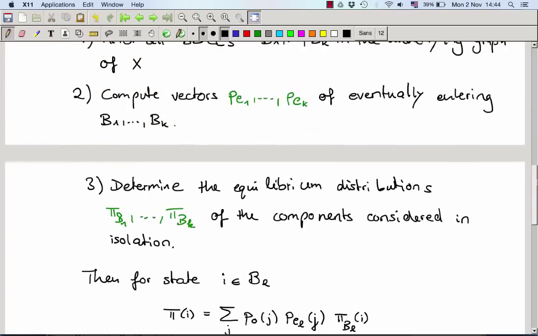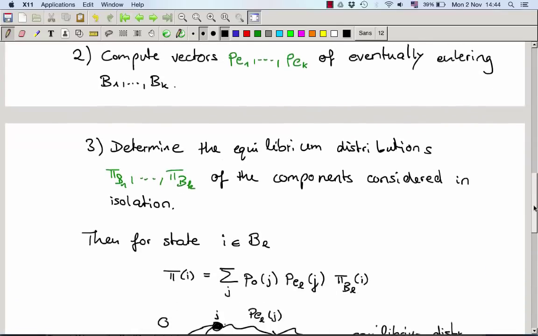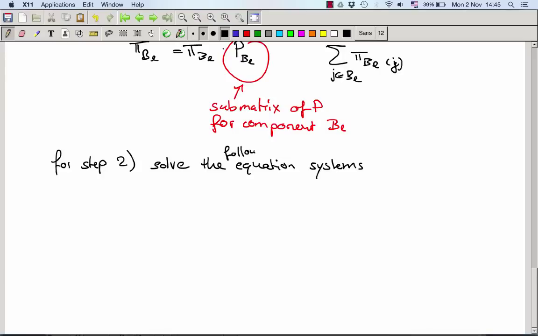Okay, so that was step 3. Now let's come to step 2. We want to compute the probability of eventually entering one of the components. Eventually entering means in an arbitrary number of steps. This can be done by solving an equation system. So for step 2, solve the following equation systems. You have to do it for each BSCC, BL, of course. And that looks as follows.